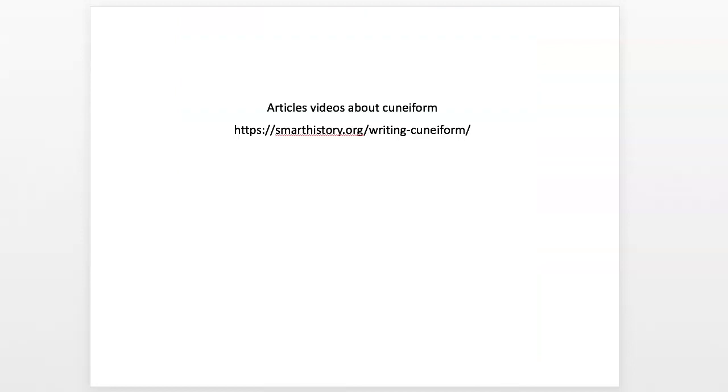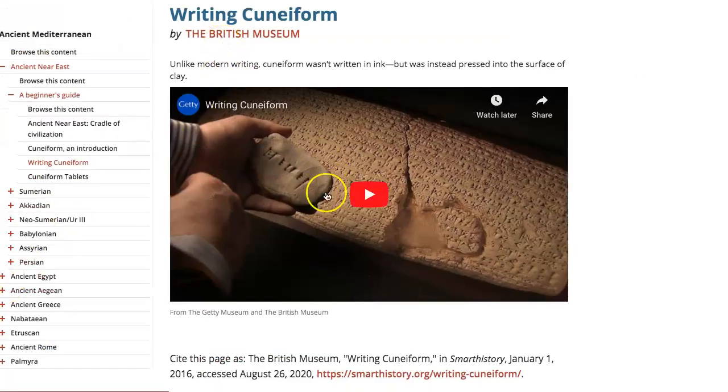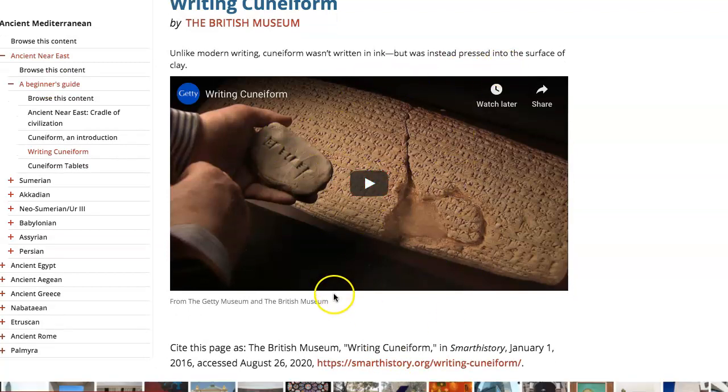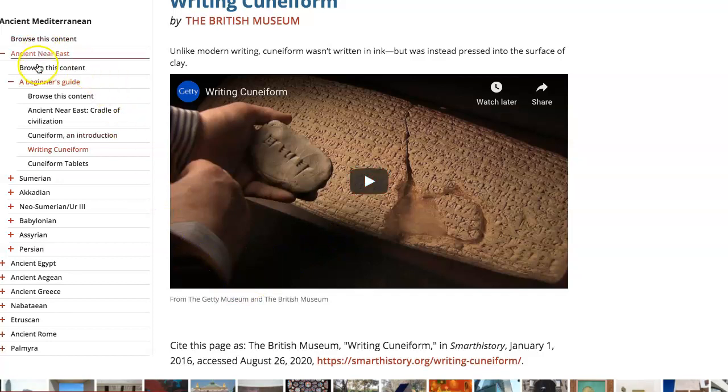I want to show you an article about this. It's on smarthistory.org, if you wanted to look it up yourself at some point. It's online, writing cuneiform. We're not going to watch the video, but I'm going to show you that it's from the British Museum. There's a video by the Getty in the British Museum about it. I'll probably post the link in the module so you can watch this. It talks about how it was written not in ink, but pressed into clay. Kind of interesting stuff here. There's other interesting information on this about the ancient Near East and some of these civilizations for your writing. You might want to know about this. So I'll post a link to that in the module on its own page.